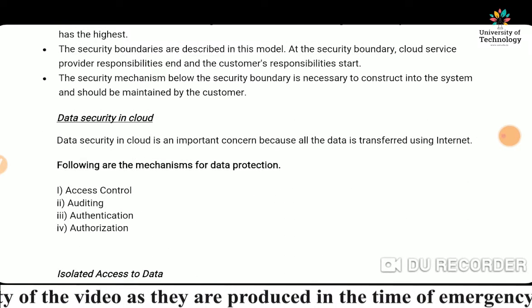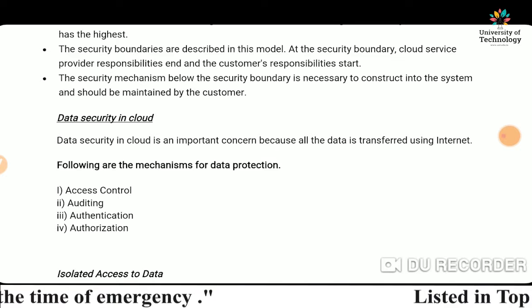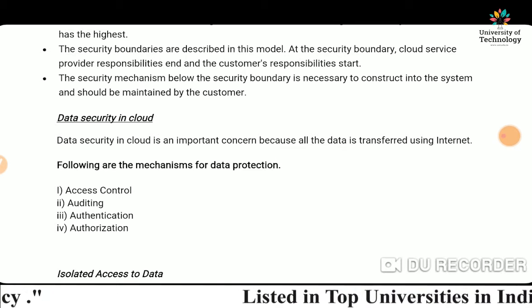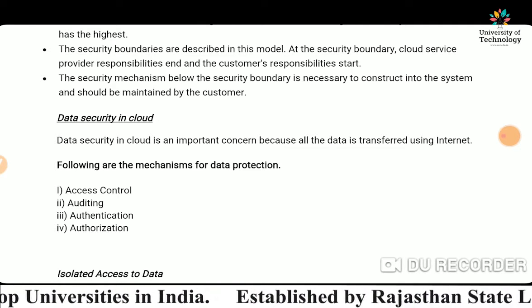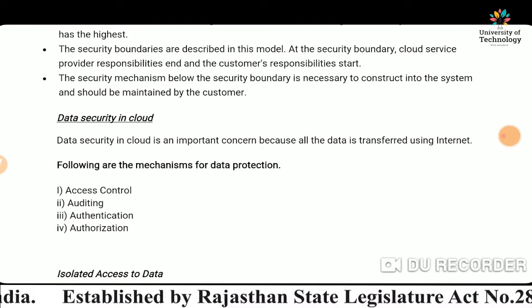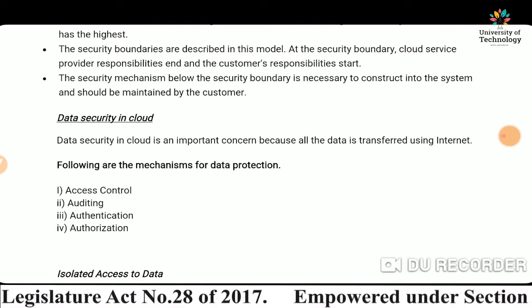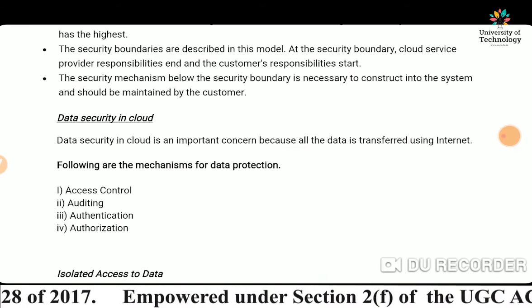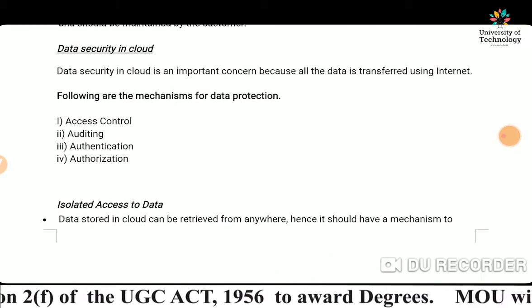Next, data security in cloud. Data security in cloud is an important concern because all the data is transferred using internet. The following are the mechanisms for data protection: access control, auditing, authentication, and authorization. First, access control, second, auditing, third, authentication, and fourth, authorization.